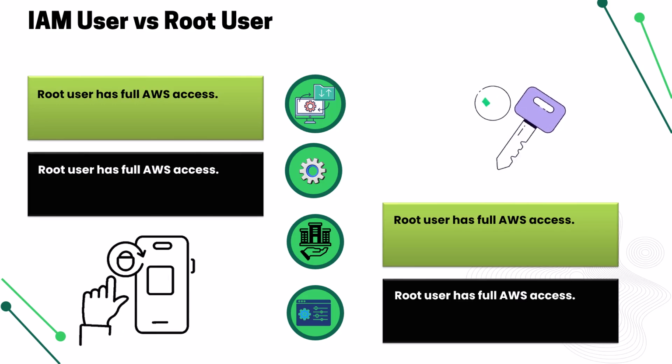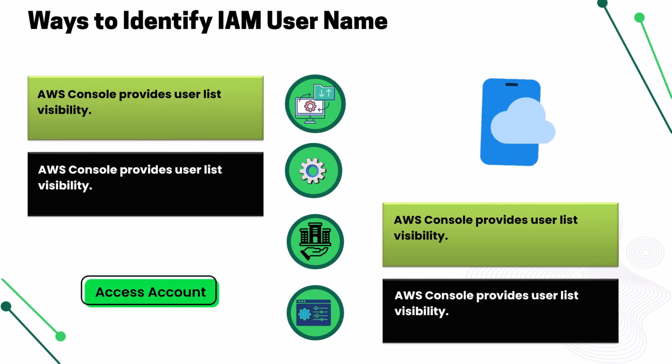Now, let's explore how to find an IAM username. So how do you find your IAM username? There are two main methods: checking in the AWS console or using the CLI. Each has its perks. The console is visual, letting you click through menus, while the CLI is faster if you're comfortable with commands. We'll start with the AWS console approach.